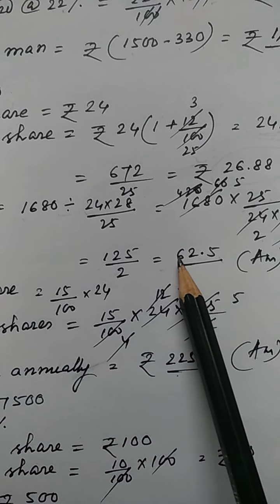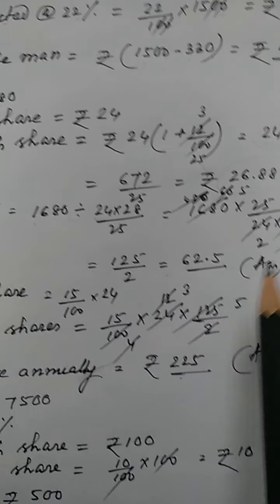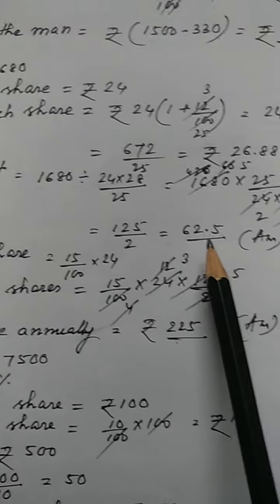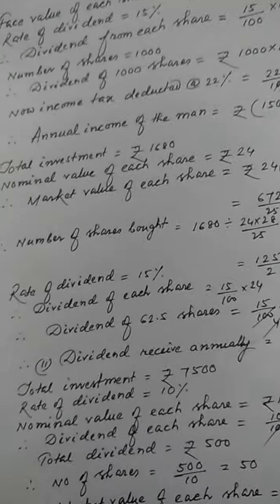This is the number of shares. So number of shares can be in decimal also, remember that. So I find here number of shares bought equal to 62.5. This is the first part of the answer.